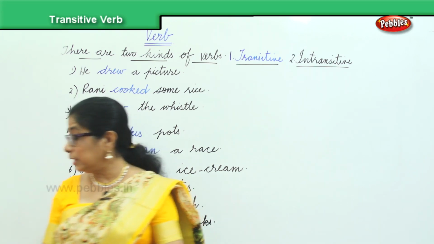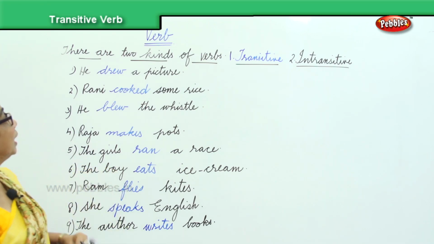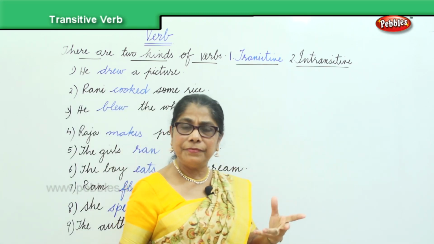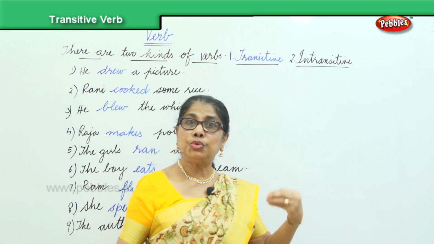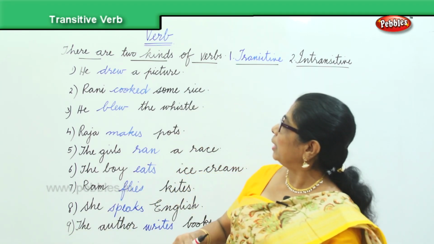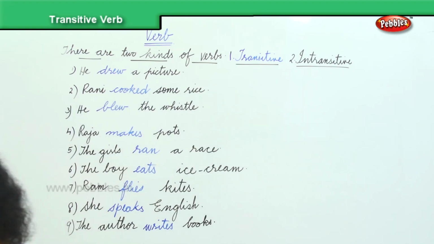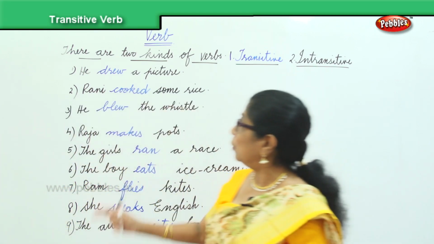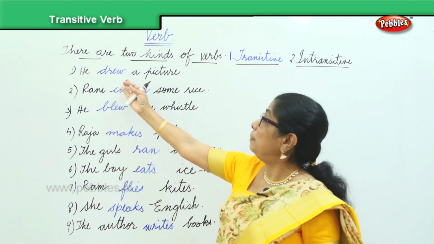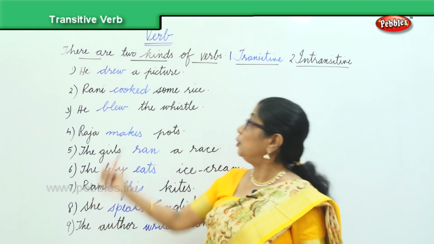Now, look at all these sentences we have here. We are talking about the transitive verb. A transitive verb needs an object to complete the sentence. Okay? And that's what we have done here. Now, he drew a picture. A transitive verb needs an object. The subject is he. The verb is drew, but it is incomplete. He drew what? He drew a picture.